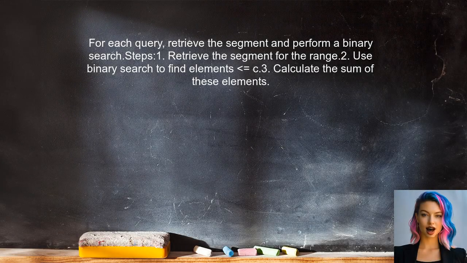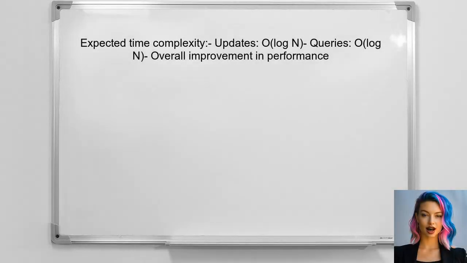Next, for each query, the user can retrieve the relevant segment of the tree and perform a binary search to find the sum of elements that meet the criteria. This approach reduces the time complexity significantly. The user can expect a complexity of O(log n) for updates and O(log n) for queries, making it much faster than the previous method.